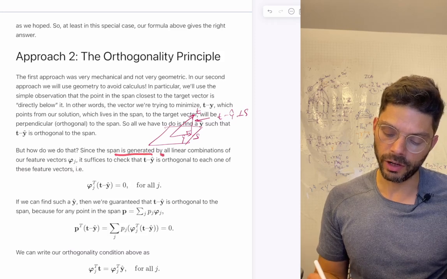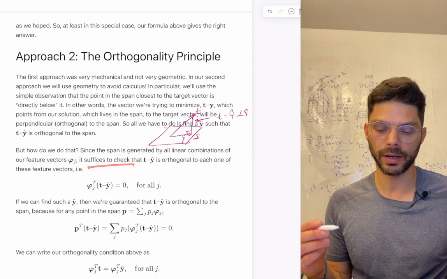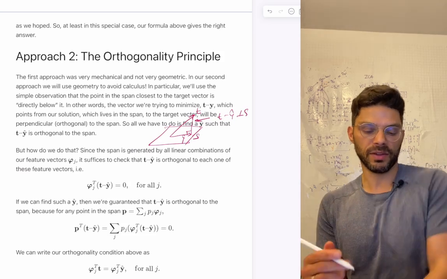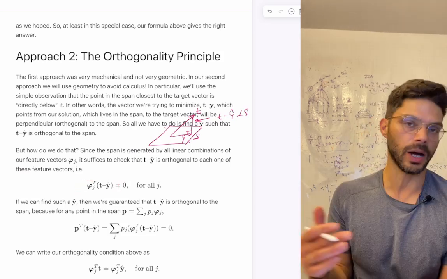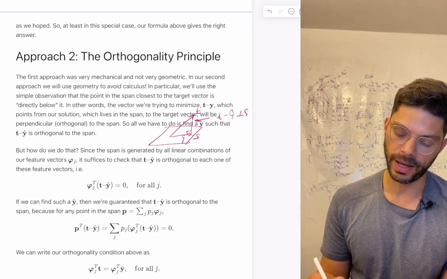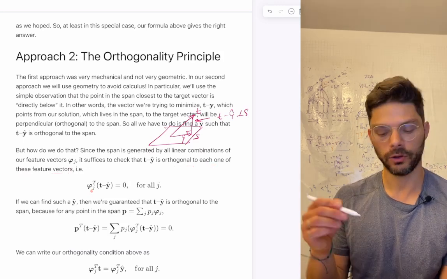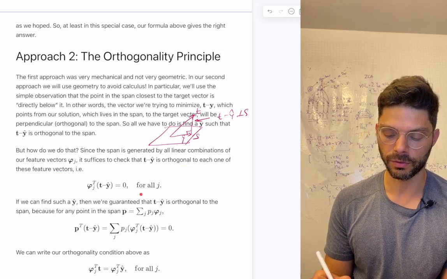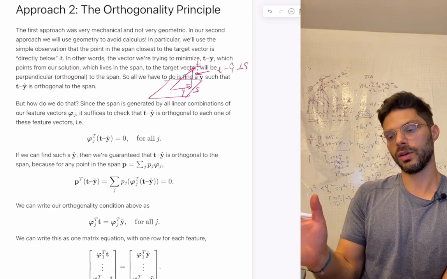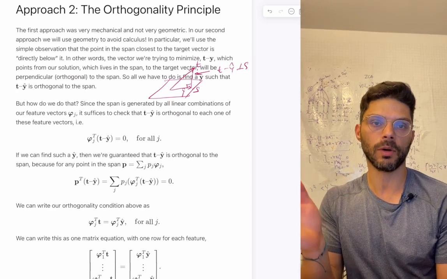Now the span is generated by all linear combinations of our features, phi j, so it suffices to check. We don't have to check every single point. We can just check the set that generated them, and if it's 0 with each one of those, then any linear combination will also produce a 0. So it suffices to check that t minus y hat is orthogonal to each one of these feature vectors. That is, phi j transpose (t minus y hat) is 0 for all j. So at the solution, all of our features can't contribute anymore, basically.